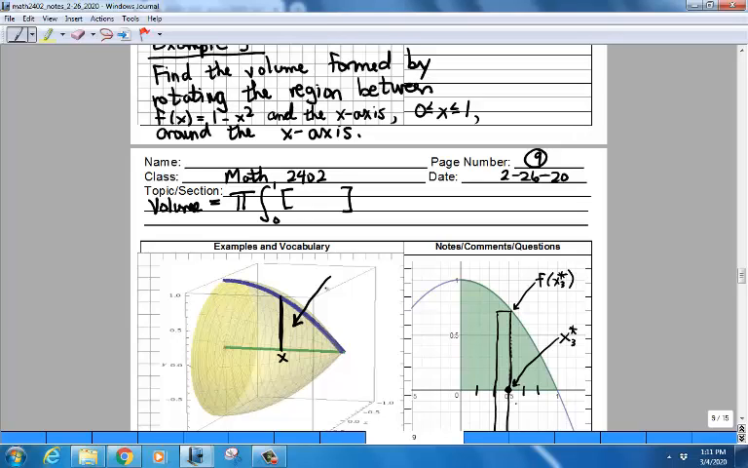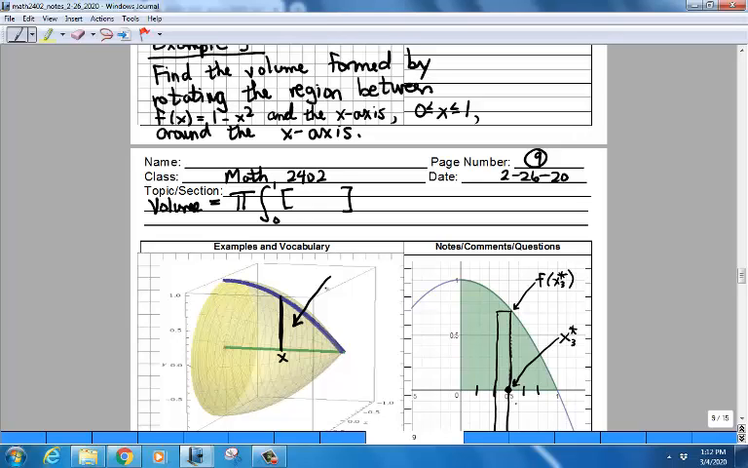That height right there. Plug it into what? Plug what into what? Into the equation for what? The region between. We don't have an equation for the region, but what do we have an equation for?